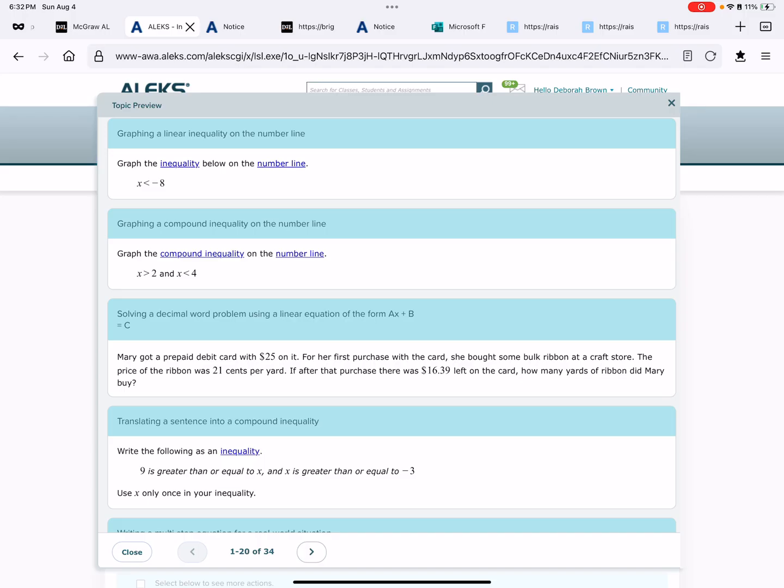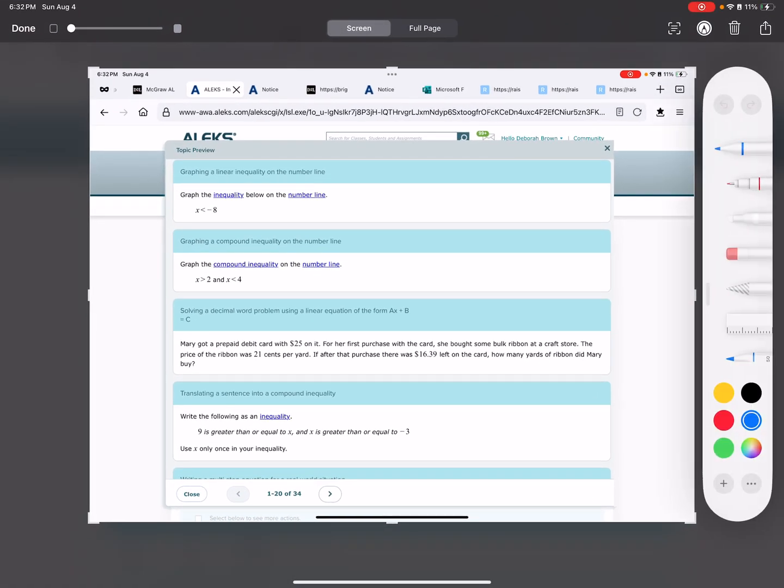All right. So the last one says, write the following as an inequality. Inequality means a less than, greater than, less than or equal to, or greater than or equal to, any of those signs. It says 9 is greater than or equal to x. Then it says x is greater than or equal to negative 3. So we can write that in a combined sentence as negative 3, x, and then 9. Because it's saying it's bigger than negative 3, but smaller than 9. So we're writing it all together, the smaller number to the largest number.